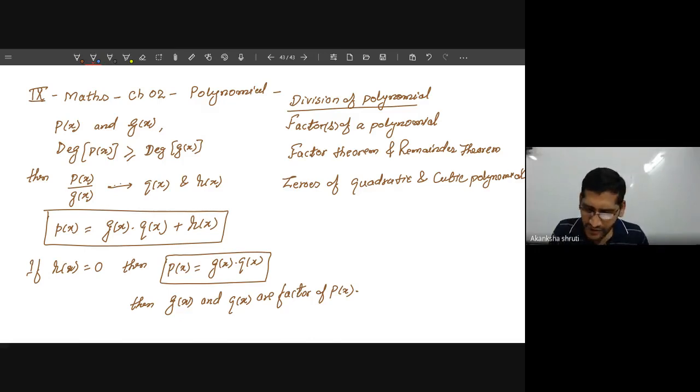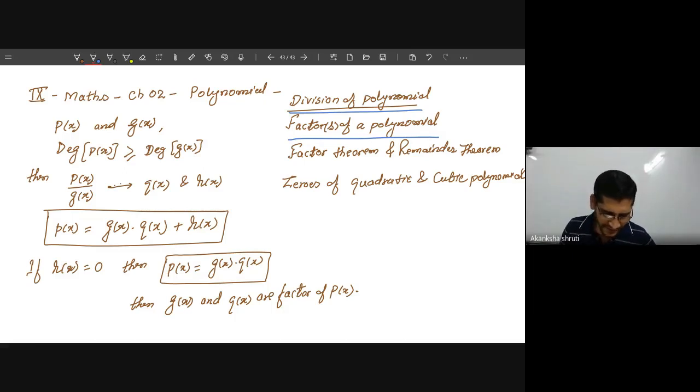So, today we are going to learn about factorization of polynomial. This factorization is basically by using the division of polynomial. Last day we have learned division of two polynomials. Then by applying division, we can say whether one polynomial is a factor of other or not. That concept we are going to learn today.